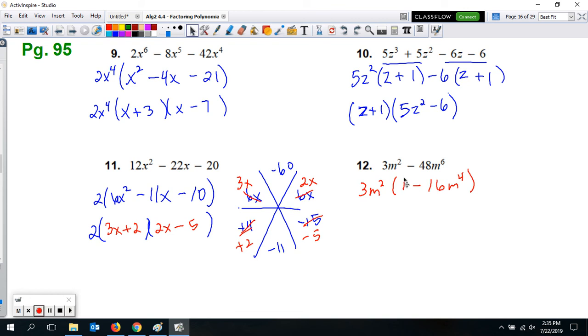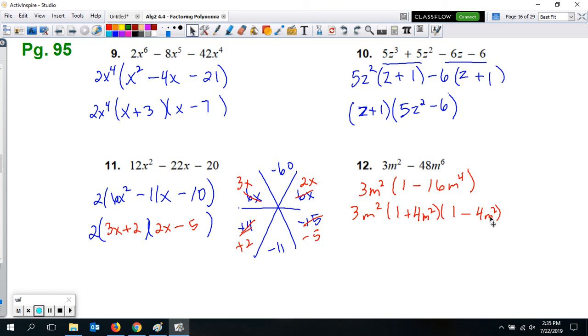And now 1 is a perfect square, 16 is a perfect square, you have an even exponent, which is always a perfect square, and you have a minus sign, which means it's a difference of 2 perfect squares. So this can be factored into 2 more binomials. So we'll keep our 3m squared still in front of this. We're going to break apart 1, just a 1 times 1, and then we're going to break this apart evenly as well. So 16 is 4 times 4, m squared, so 4m squared in each one of those. So we're going to see 1 plus 4m squared, 1 minus 4m squared.